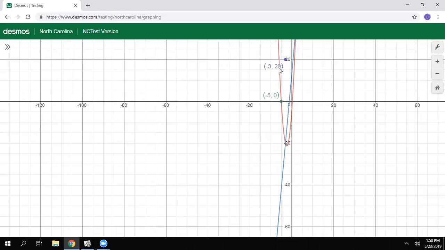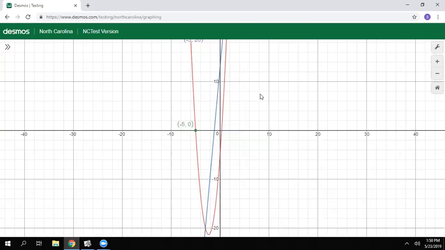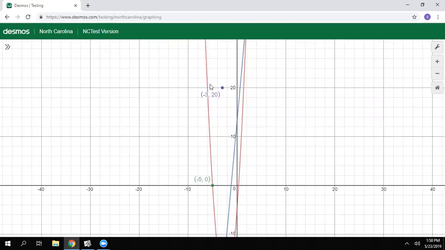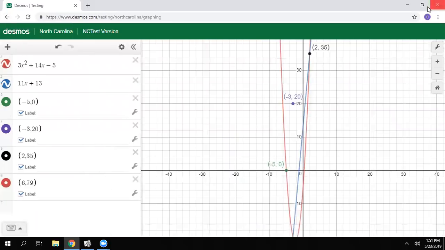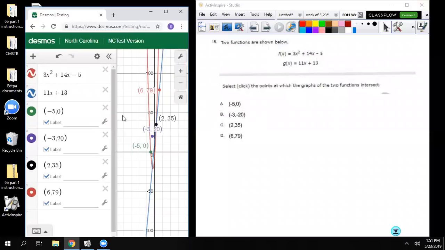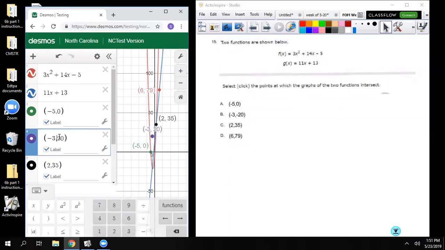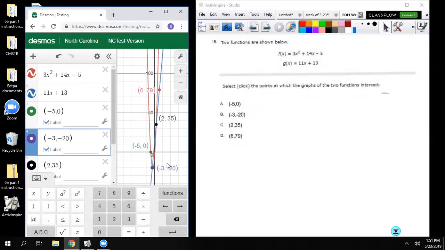Then we're going to look at negative 3, 20. Is that on both? Let's zoom in so we can see it. Well, it doesn't appear to be on both, and I think it may be that I typed that in incorrectly. So let me just go back and check that, because I believe it should be, I did. It should be negative 3, negative 20. So always watch out for that. It is very easy to make a mistake. All right, so here we go.